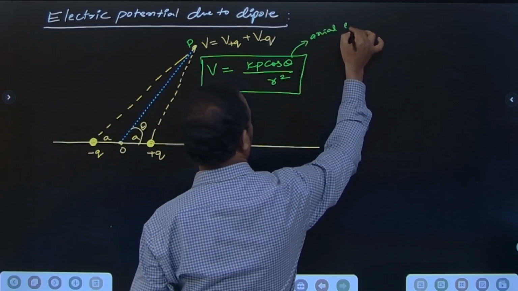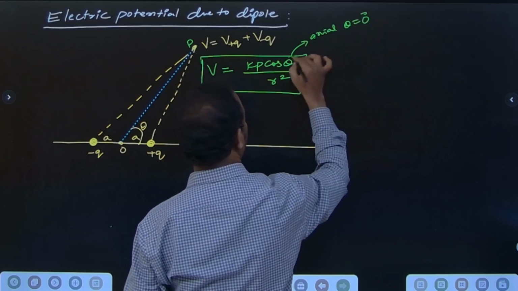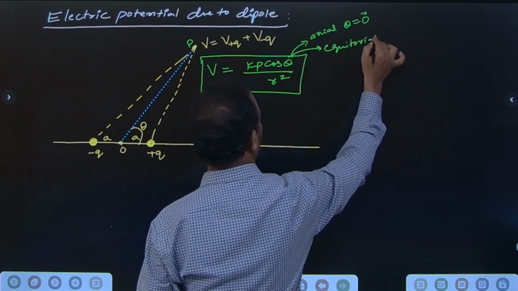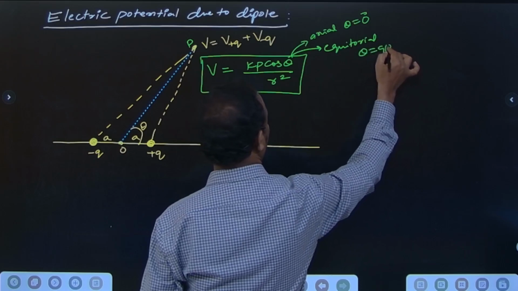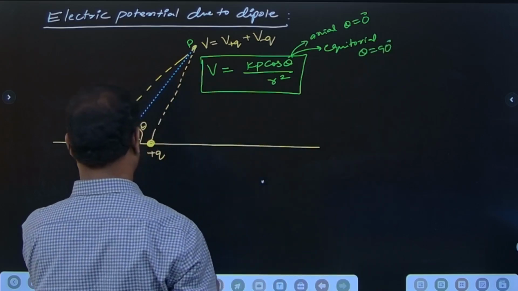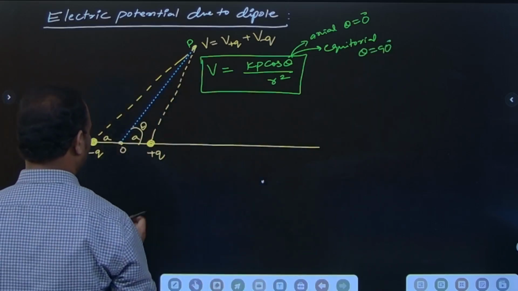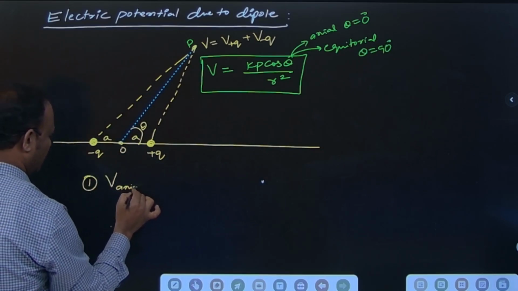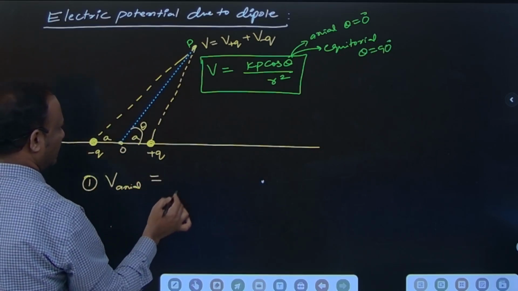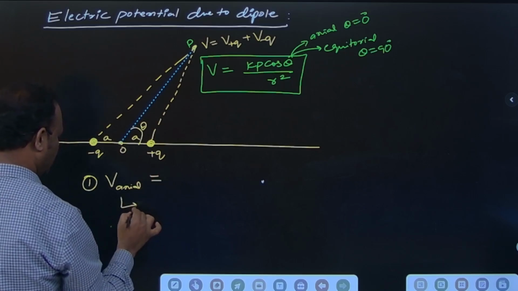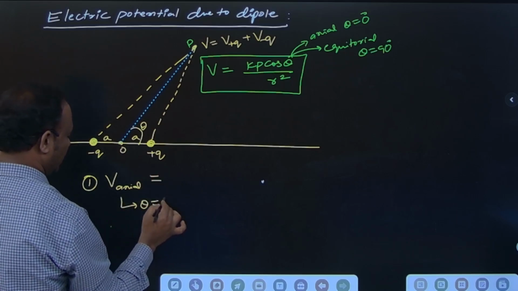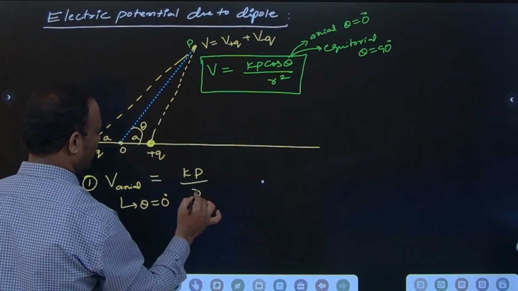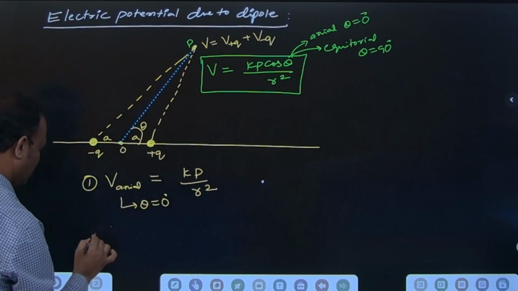For axial, theta is equal to 0 degrees. For equatorial, theta is equal to 90 degrees. Now I am talking about the first case, electric potential on the axial line. At a point on the axial line, theta is equal to 0 degrees. This will become Kp by r square.